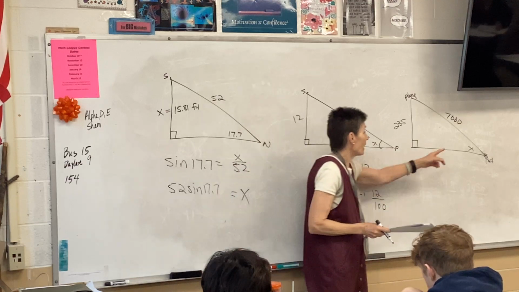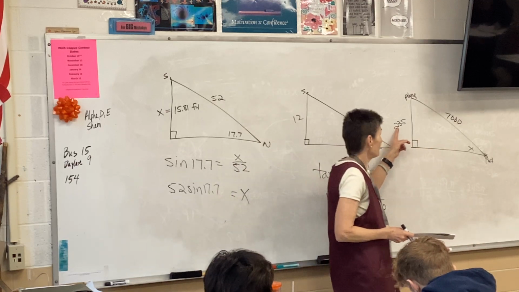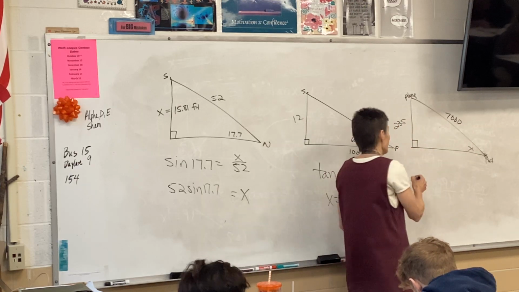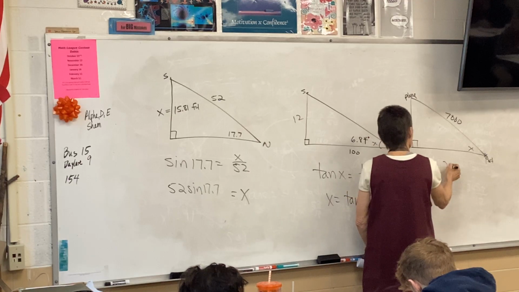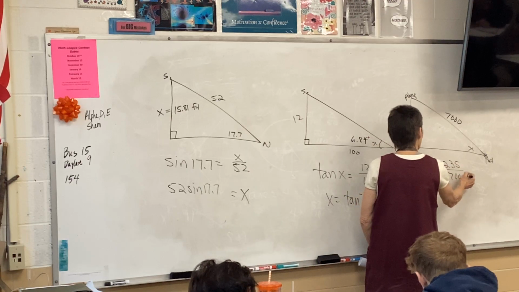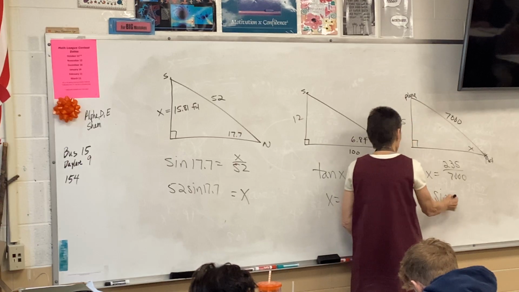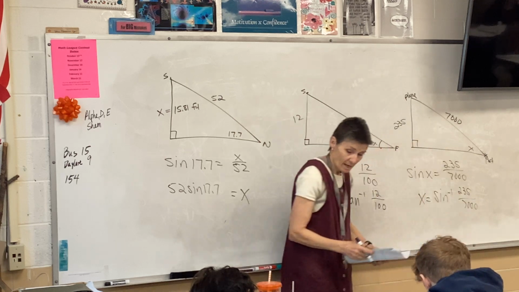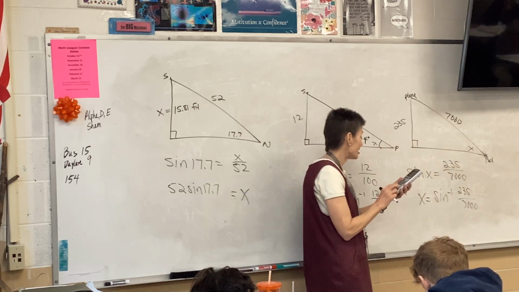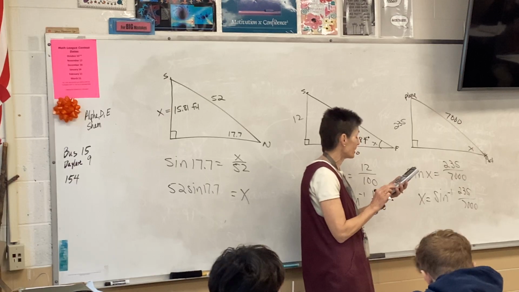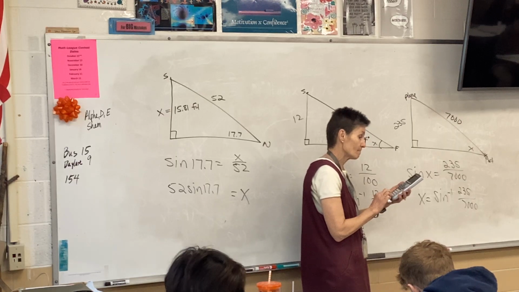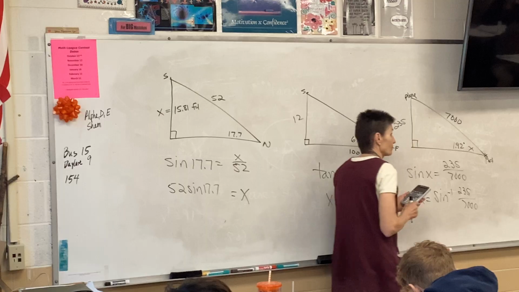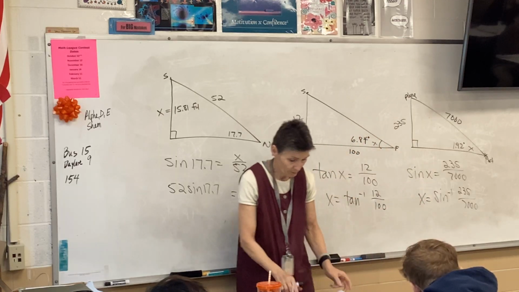All right, look at the marked sides. What's marked? This is opposite and hypotenuse. So that's going to be sine. So sine x equals 235 over 7,000. So I just do inverse sine. Second sine. When x is your angle, you don't do any math at all. You just go straight to the calculator. Second sine, and I got 1.92 degrees.